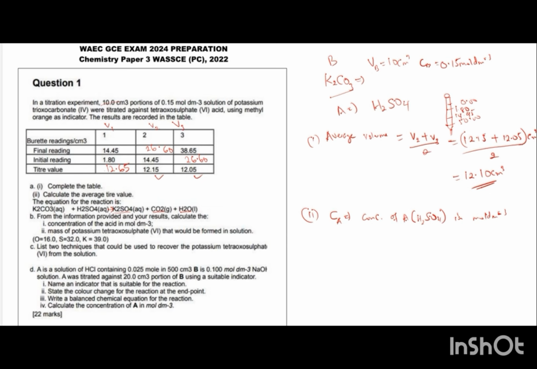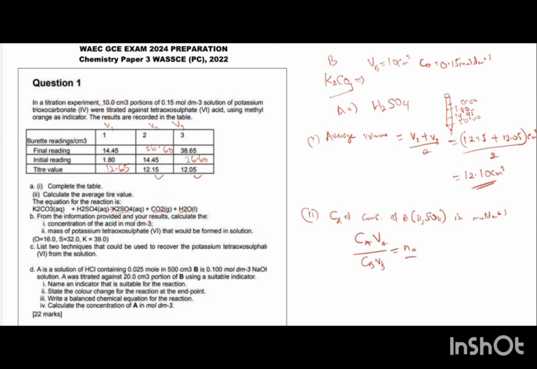So now what you do is that you look at the parameters given to us. How will I get the concentration of A in mole per dm cube? It's very straightforward because all the information seems to have been given directly. We have the concentration of B, which is 0.15 mole per dm cube. We have VB, volume of base used, which is 10 centimeter cube. And then we have to calculate Ca, using the formula CAVA over CBVB equal to Na over Nb.